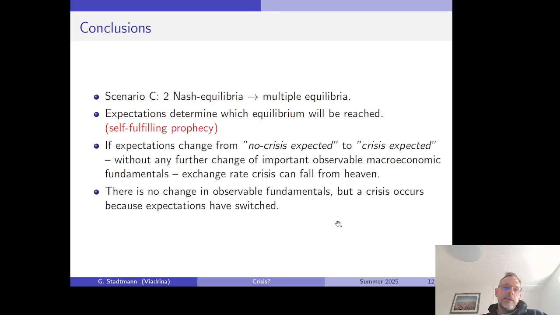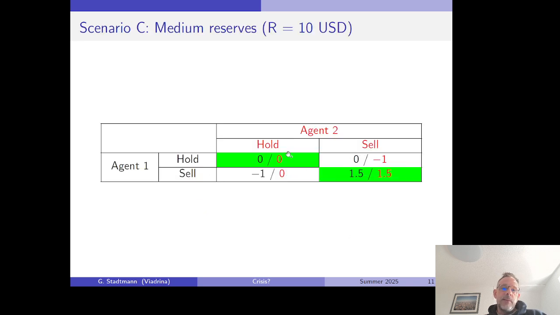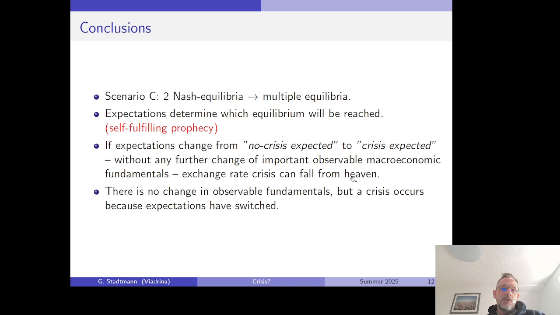In the scenario C, we have two Nash equilibria. So we have multiple equilibria. And we have self-fulfilling expectations. So in case that the agents expect that the system is stable, the system will be stable and both players hold their portfolio. But when the agents expect that the system is unstable, then the agents will both sell and attack the fixed exchange rate system.